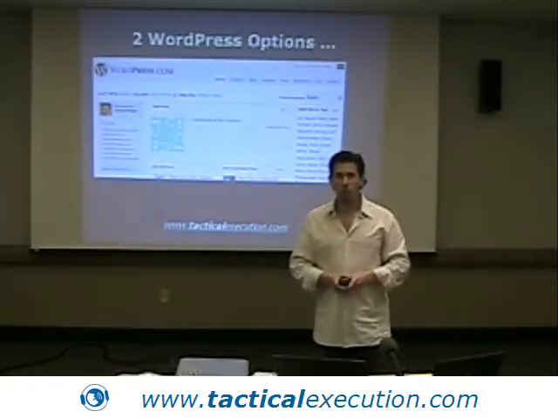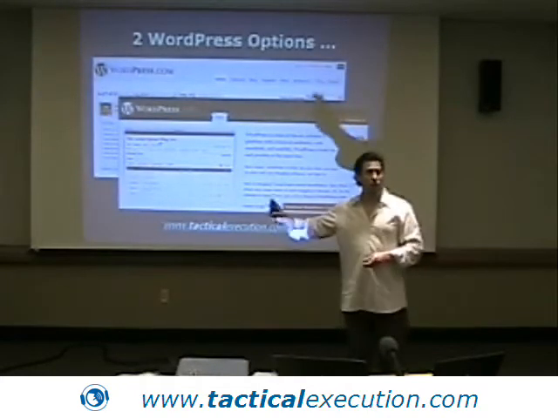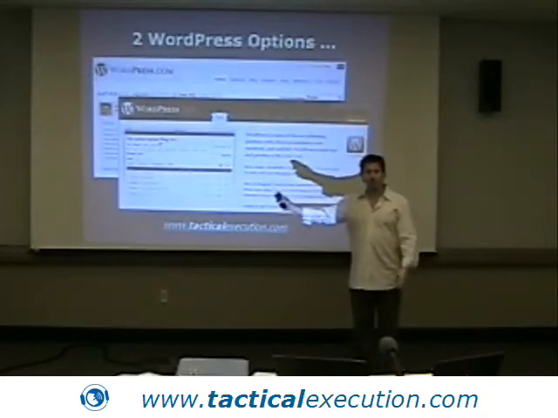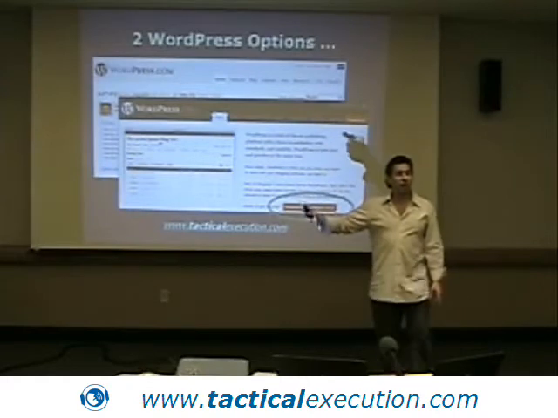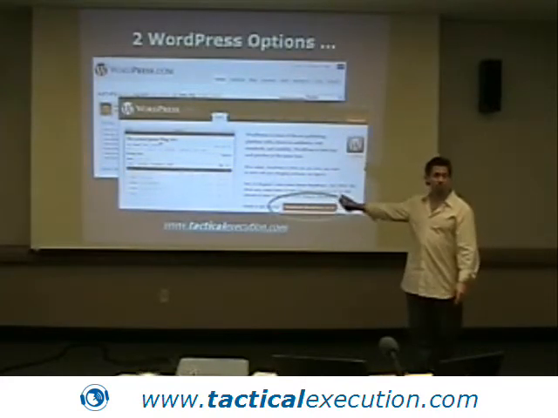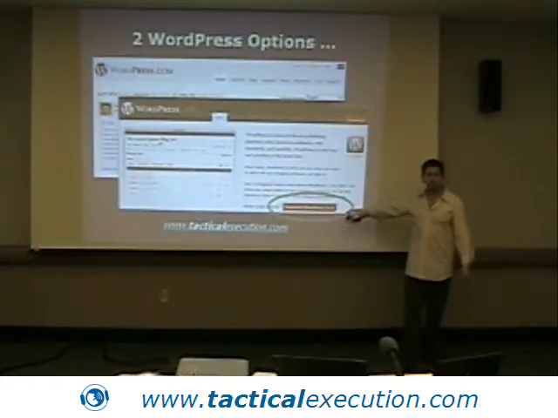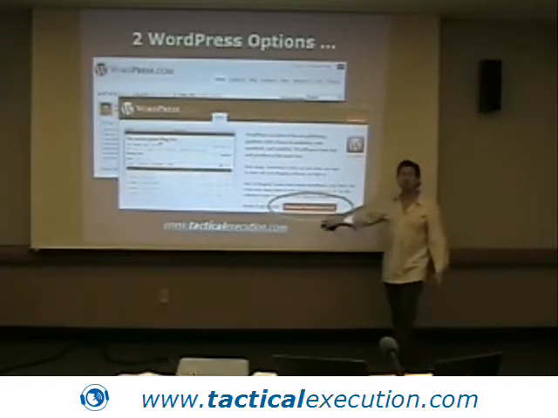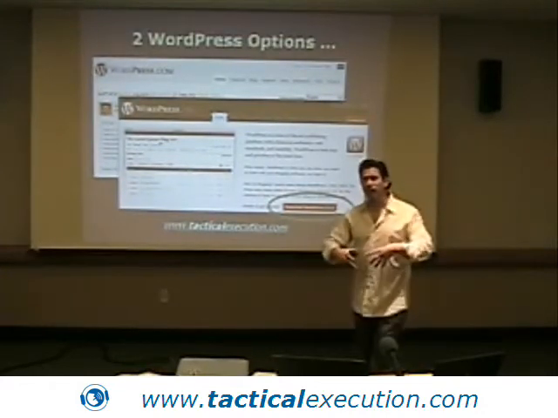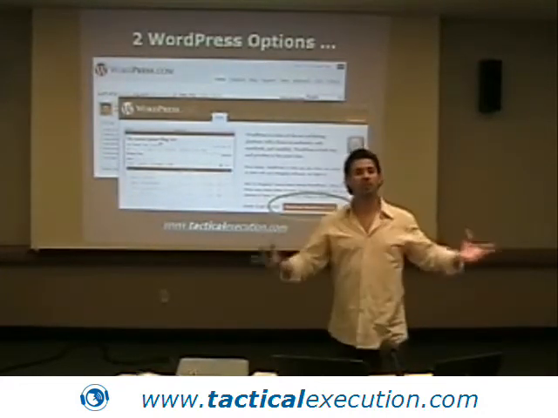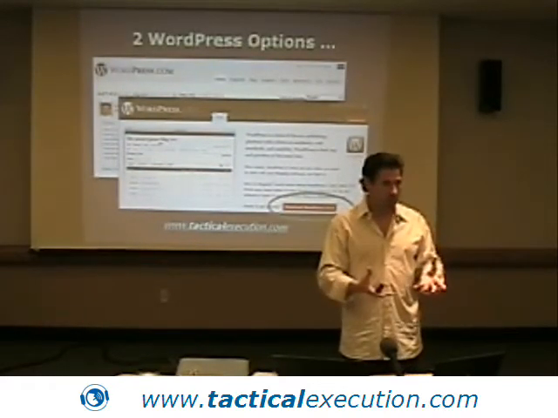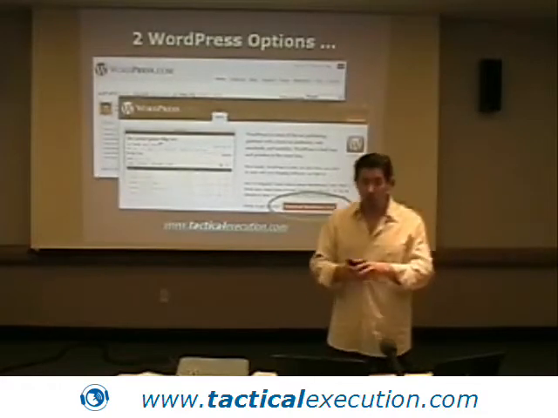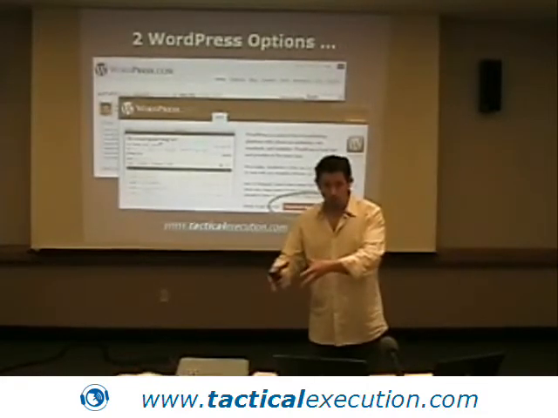Okay? So WordPress.com is the first option. WordPress.org is the second. Okay? If you go to WordPress.org, you can download all the files. And it's free. It doesn't cost anything. And you literally just click there, and you download the whole thing as a zip file, and you've got the entire WordPress infrastructure on your desktop. Okay? And then you can install it on your own server.